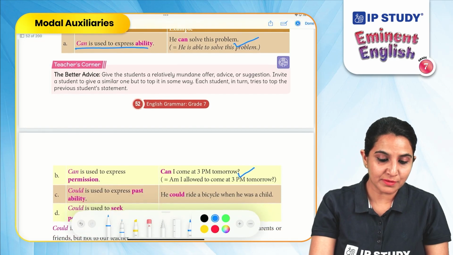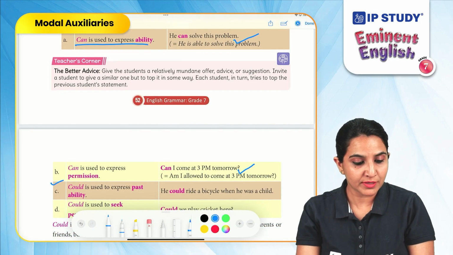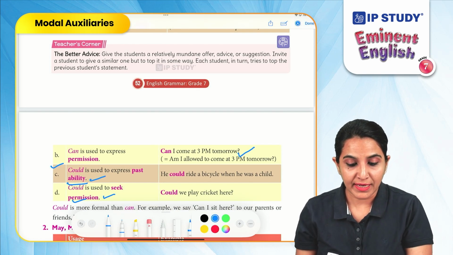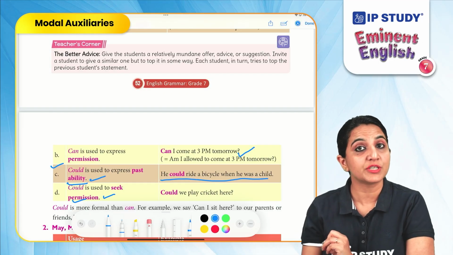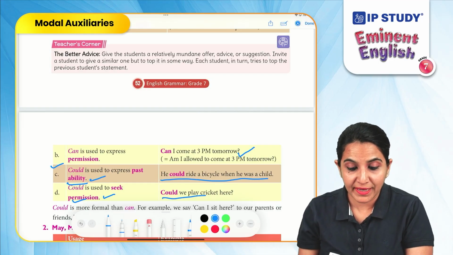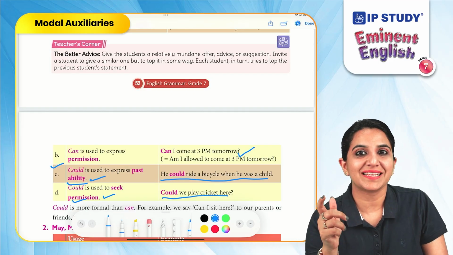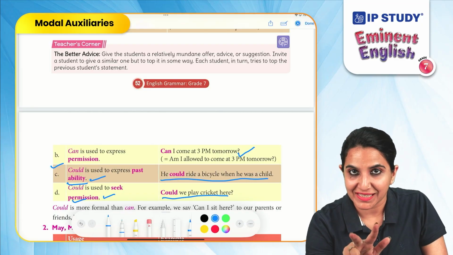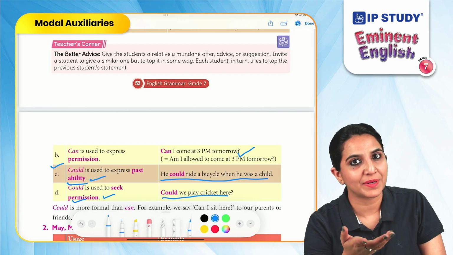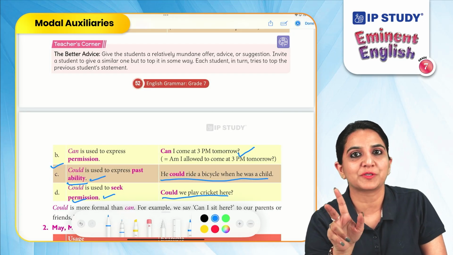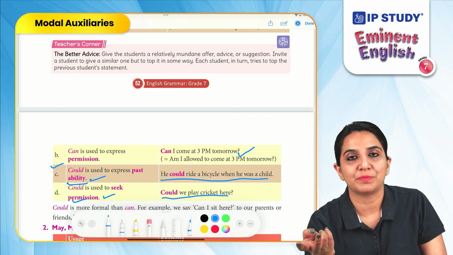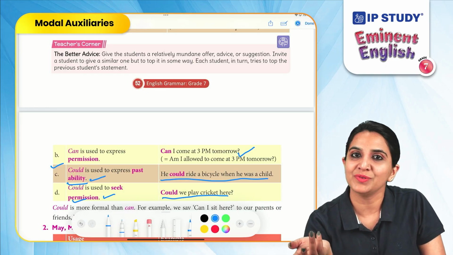And sometimes the word could is also used for past ability and to seek permission. For example, he could ride a bicycle when he was a child. Could we play cricket here? So, can and could both are used to express ability. Can is used to express ability in the present. Could is used to express ability in the past. Can and could both are used to seek permission, but it may vary from sentence to sentence.